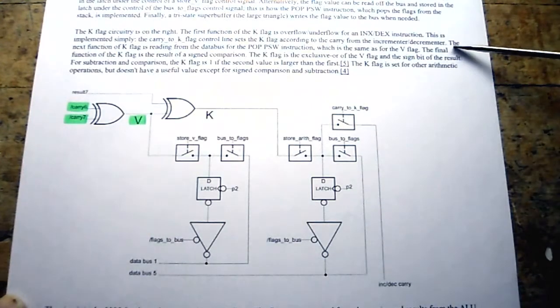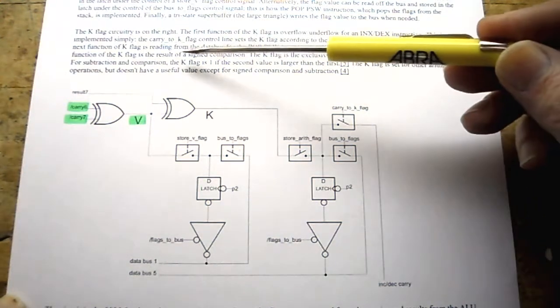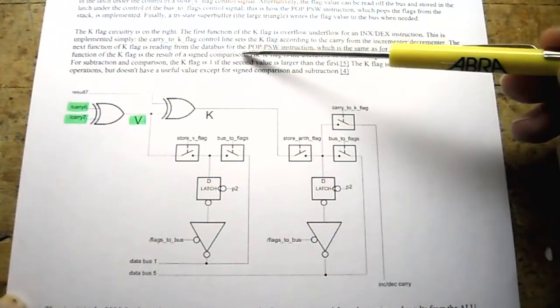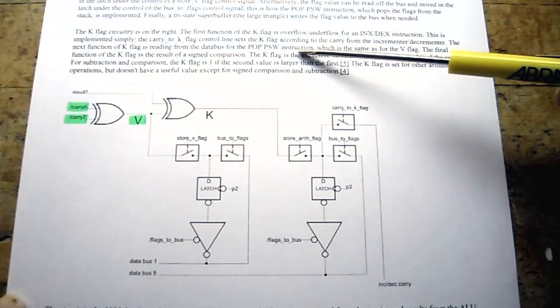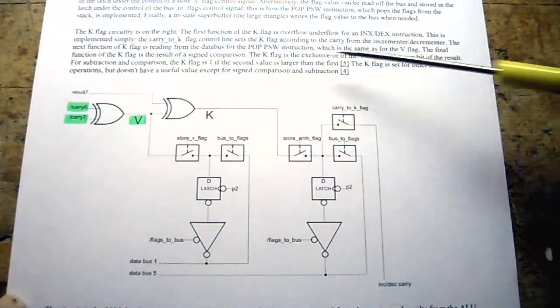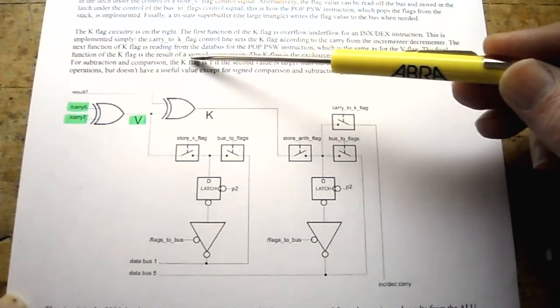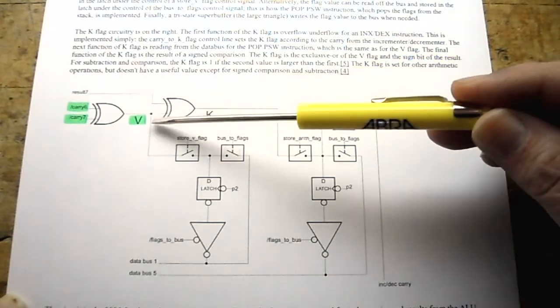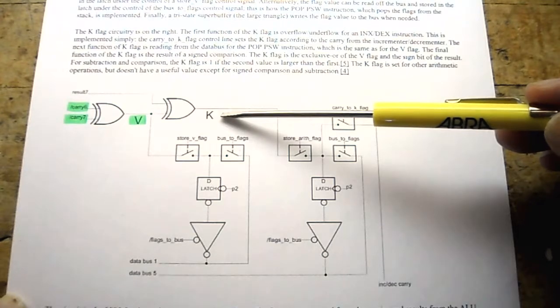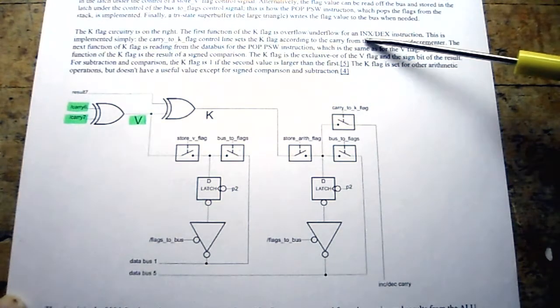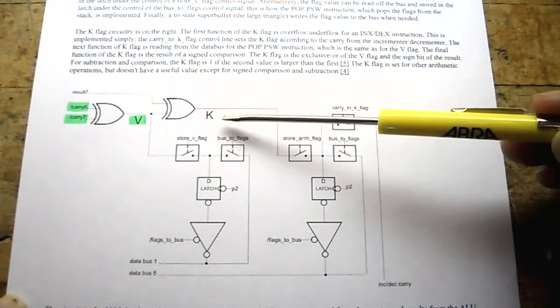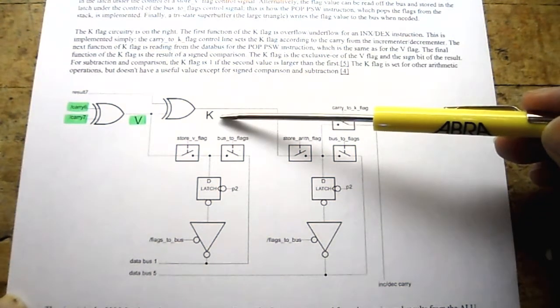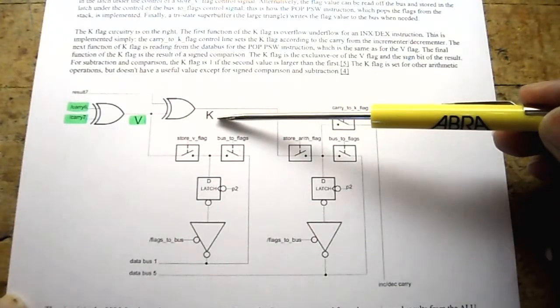So it says in the information above that the next function of the K flag is reading from the data bus for the POP PSW instruction, which I have not implemented at this time. And then it says the final function of the K flag is the result of a sign comparison, which I have not implemented at this time. So the only thing I've implemented at this time is the V flag and 1 function for the K flag for the INX and DEX instruction, and I've checked these with some sample code and find that they both seem to be working at this time.